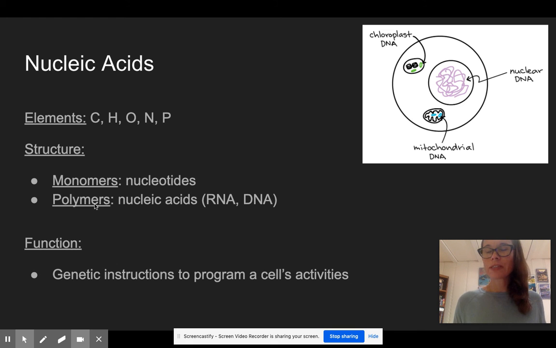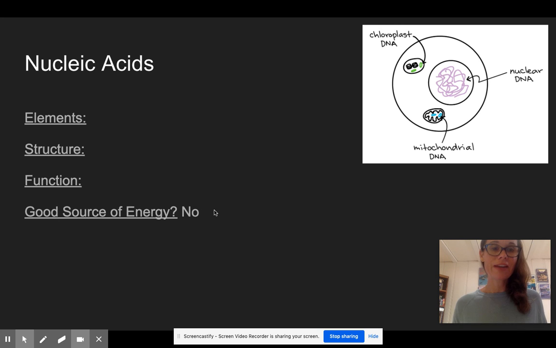Here's what you need to know really basically for nucleic acids. You do need to know that the monomers are called nucleotides. And if you string a bunch of nucleotides together, you're going to get a nucleic acid. That's the polymer. And the example of those are RNA and DNA. The function of nucleic acids is to provide genetic instructions, basically to program all of your cell's activities. And finally, are nucleic acids a good source of energy? And the answer is no.